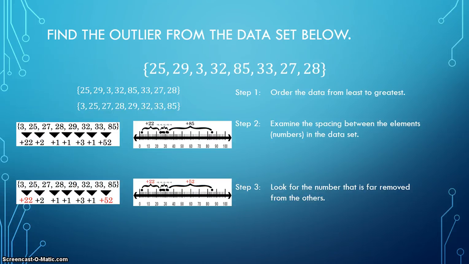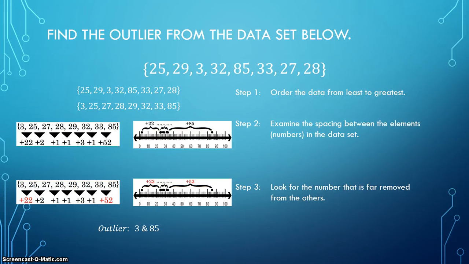And if you look at the actual spread, how we did it on the left, you see that plus 22 and plus 52 is far beyond plus 2, plus 1, and plus 3, which is everything else. So we actually have 2 outliers. And those outliers are 3 and 85. That's how we find an outlier.